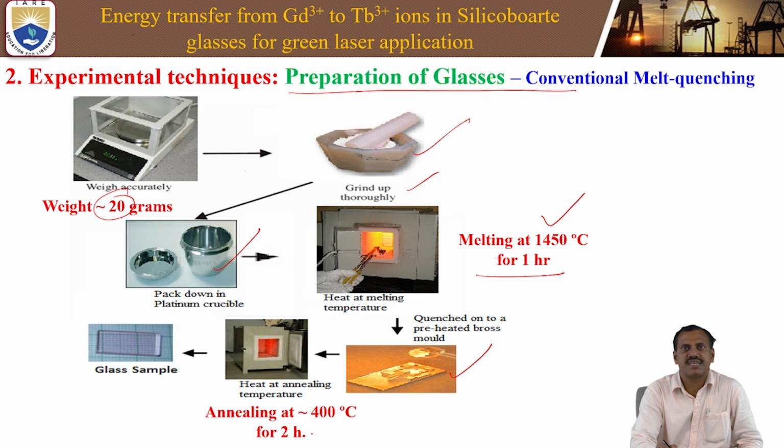We use annealing to avoid thermal stress and strain. After annealing at 400 degrees centigrade for 2 hours, we take out the prepared glass sample, cut it into small pieces and send it for polishing, both sides thoroughly, back and front. Then after taking the samples, we measure them for the different characterization techniques.